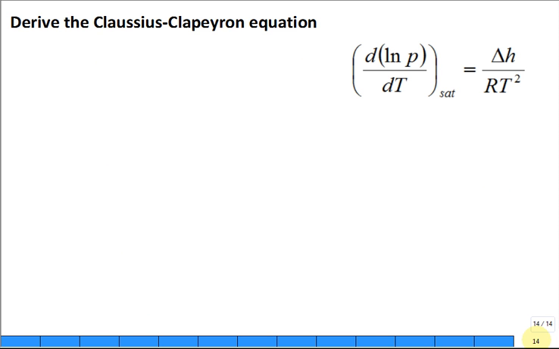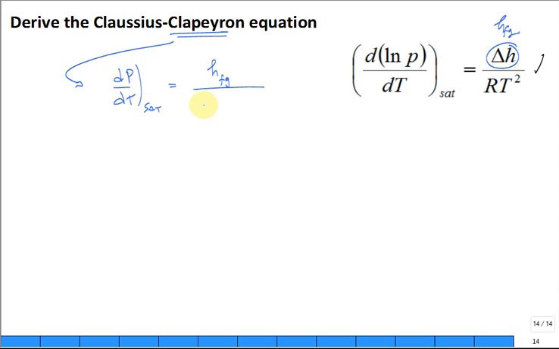Well, how about this Clausius-Clapeyron equation? Isn't this the equation that we used already as an example? How do we go from the Clapeyron equation, which we just derived, which I'll rewrite right now? We start with the derivative of saturation pressure with respect to temperature equal to H_FG, or delta H, divided by T times V_G minus V_F.